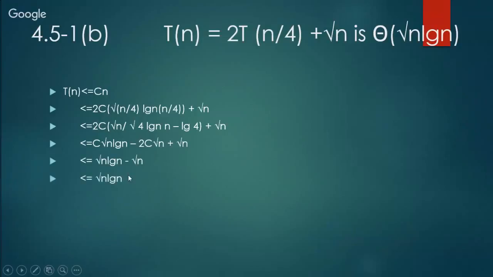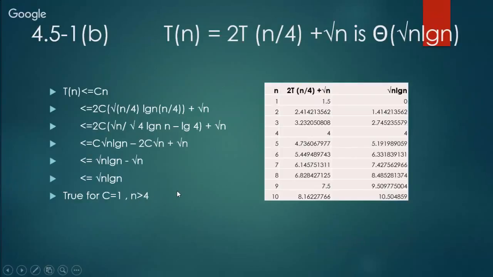Let's go down and we find again the condition will be satisfied. This is true when c equals 1 and n is greater than 4. And this is how the figures behave when you plug them in.